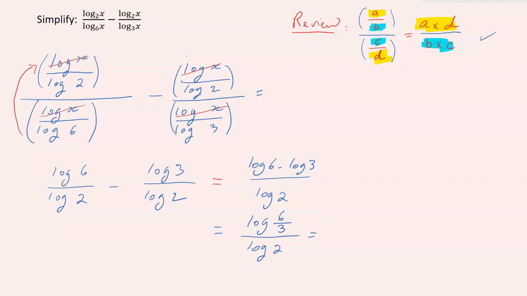Now remember, I'm using the log law for this, right? And log of 6 divided by 3, that is log of 2 divided by log of 2. And sure enough, what is log of 2 divided by log of 2? You're dividing the two logs, and that's equal to 1. All right, that's it.